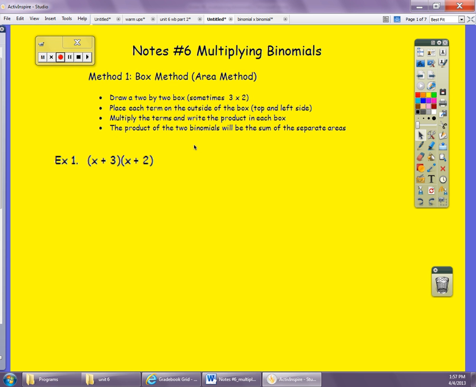Right, algebra note number 6, multiplying binomials. Today we looked at the FOIL method first: the first, outside, inside, and last two terms to simplify our expression. In today's notes we're looking at two more: the box method, or the area method, and then the distributive method.